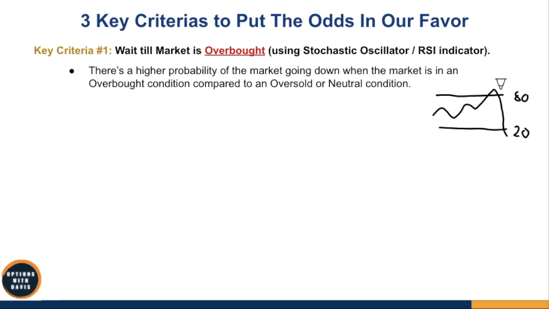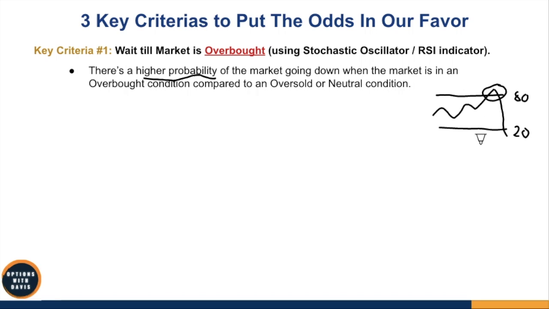So what we are looking for down here is for this line to cross above the 80 mark. That means the market is overbought. So why do we want to wait until the market is overbought before we initiate a bear call spread? Well, the reason is because there is a higher probability of the market going down when the market is in an overbought condition compared to oversold or neutral conditions, right?